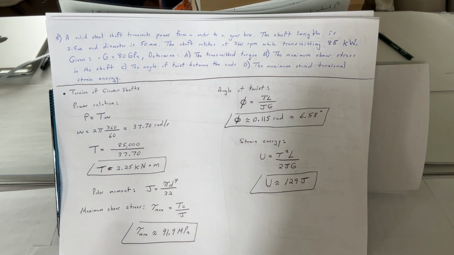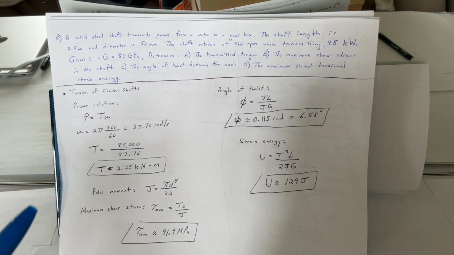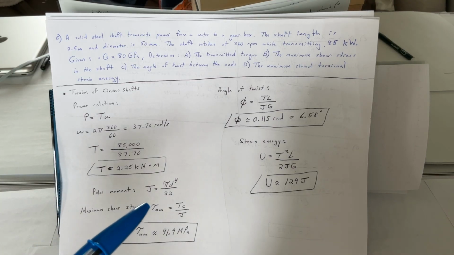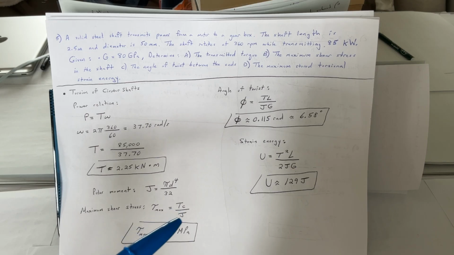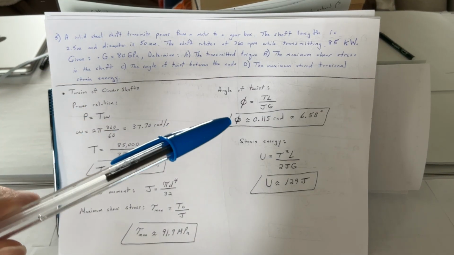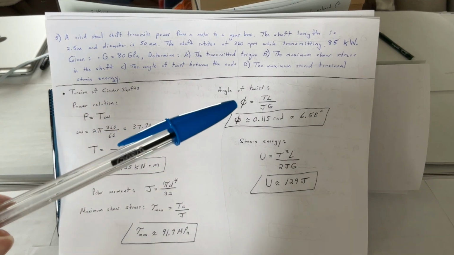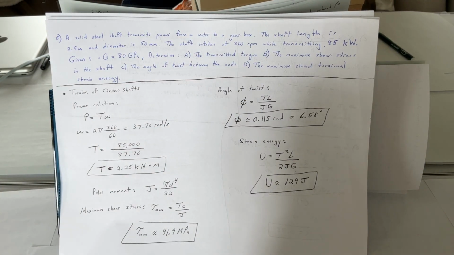All right, so our polar moment is going to be J equals pi d to the fourth over 32. Our maximum shear stress, tau sub max, that's going to be Tc over J. So just substituting our values here, our tau sub max is 91.9 MPa. Okay, so from here, moving along, angle of twist. Angle of twist, that's going to be phi equals TL over JG. Phi is about 0.115 radians, which is about 6.58 degrees.